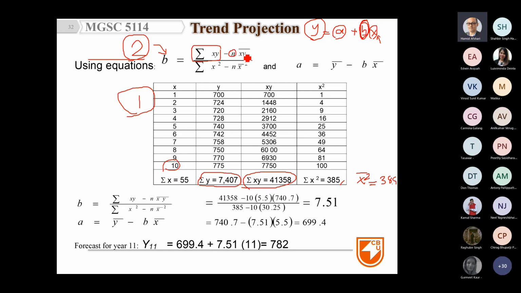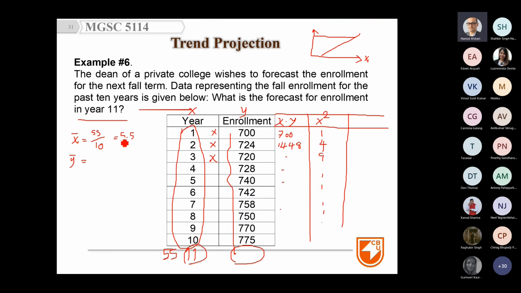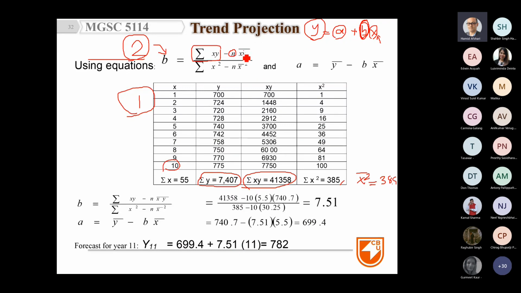How much is x bar? 5.5. Perfect. How much is y bar? 740.7. That's right. So this number divided by 10 is 740.7. Okay, so done with the numerator. What about the denominator? How much is the summation of x squared? 385.